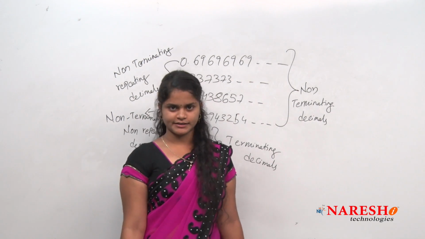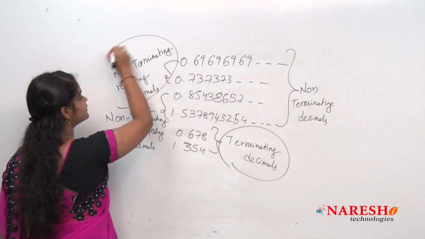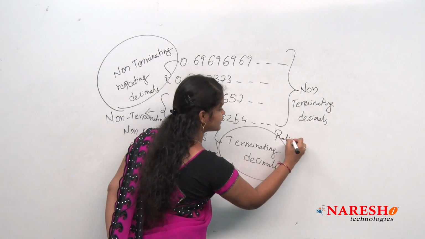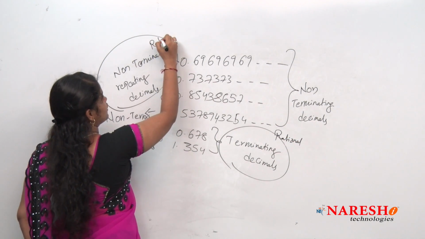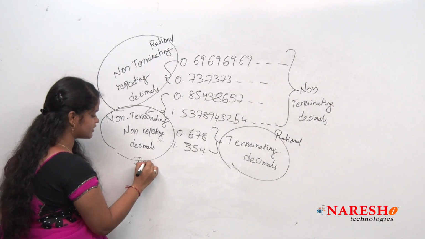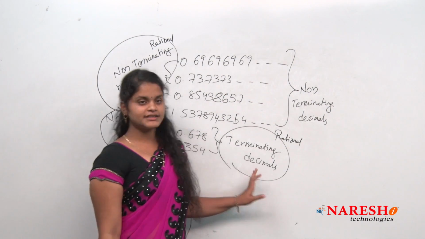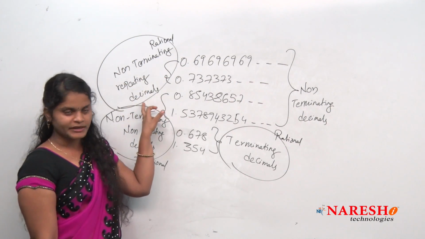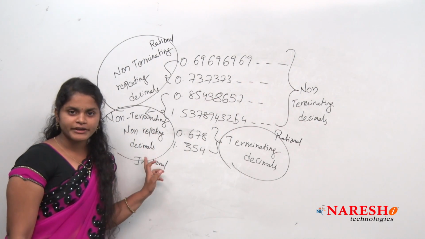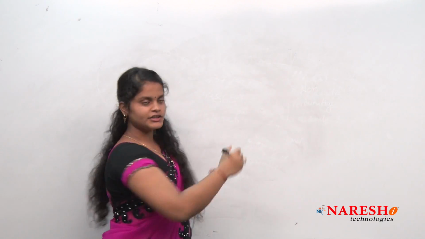Terminating decimals and non-terminating repeating decimals both fall under rational numbers. Only non-terminating, non-repeating decimals are called irrational numbers. A rational number can be a terminating decimal or a non-terminating repeating decimal. The decimal should repeat, then only it is called a rational number, or else it will be called an irrational number.